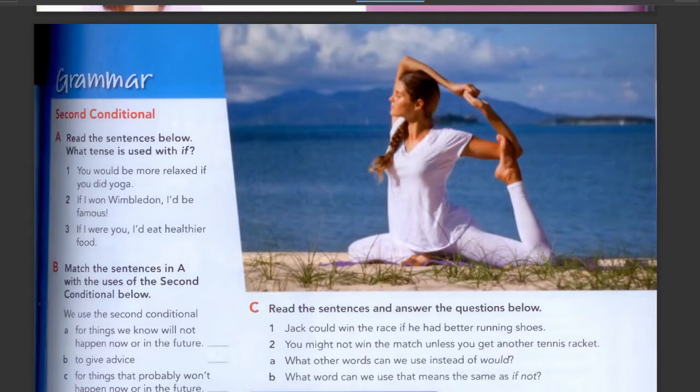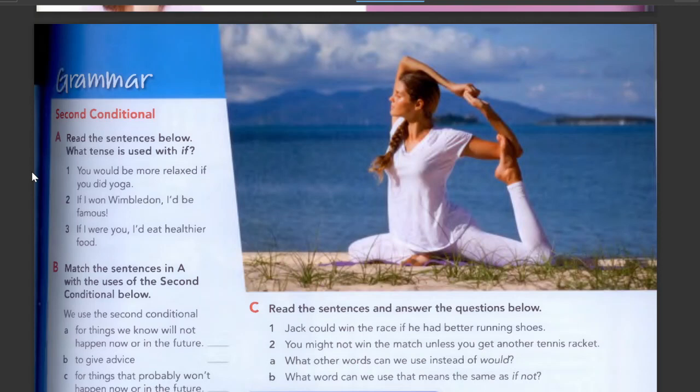Okay, we have the textbook, Alhamdulillah. So this is page 77. What is the second conditional? First, we are going to read A. Read the sentences below. What tense is used with if? So, number one, you would be more relaxed if you did yoga.